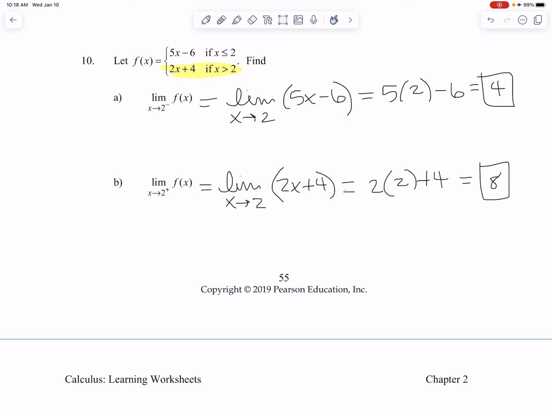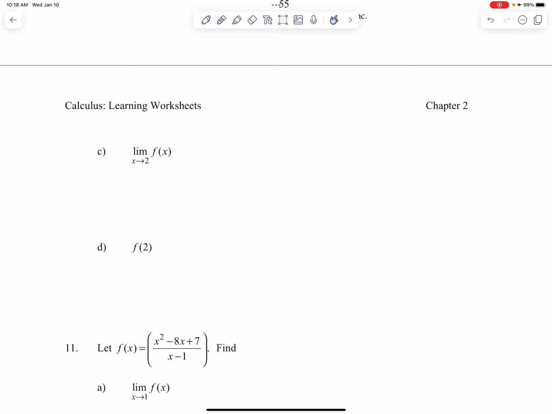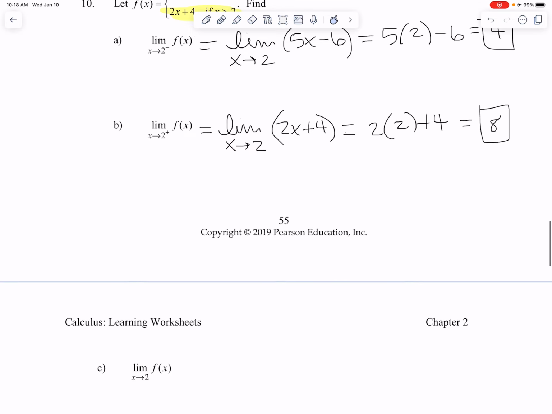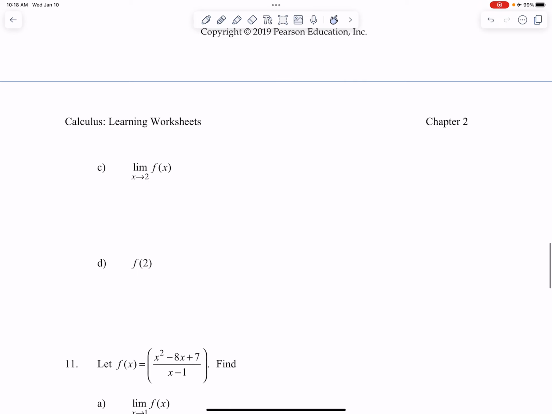So when we go to find the entire limit, the limit of f of x, since our left-hand side went to 4 and our right-hand side went to 8, our function isn't lining up. It's not going to the same place at that point. So since our left-hand side and our right-hand side are not going to the same point, our limit does not exist. Does not exist.